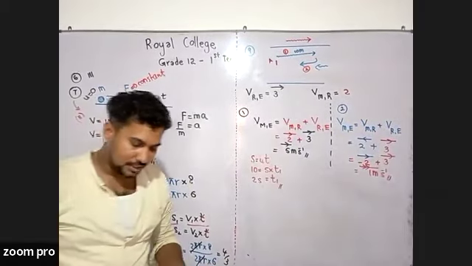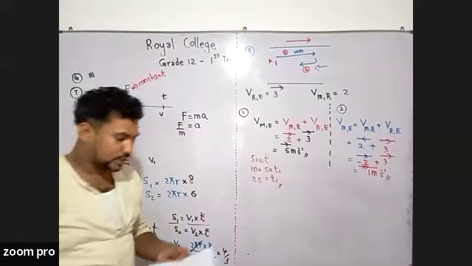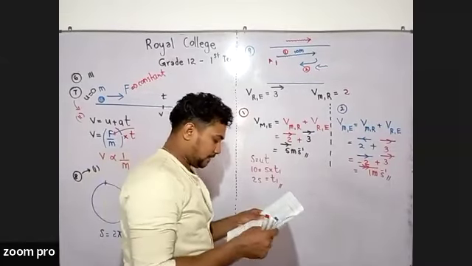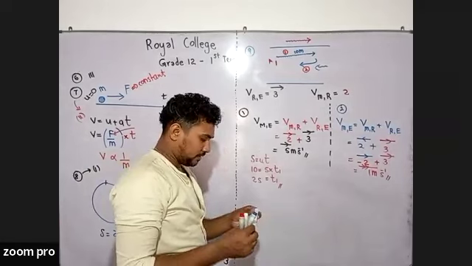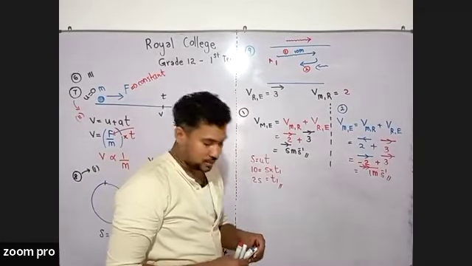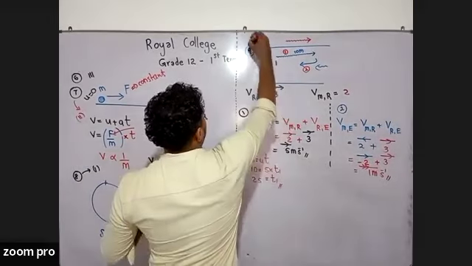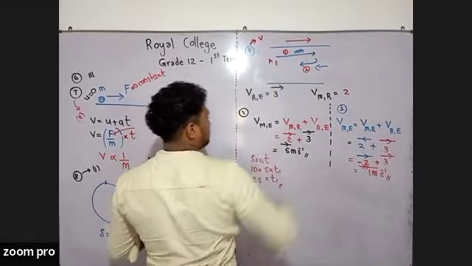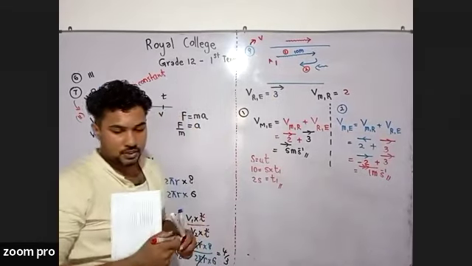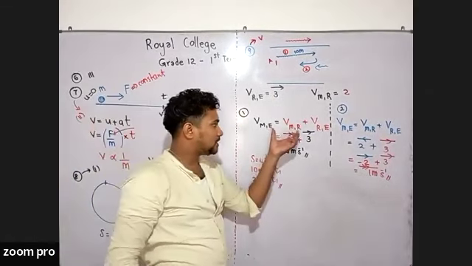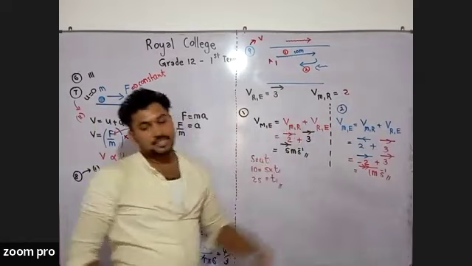So that means the person is unable to reach the initial position. This man is unable to reach the initial position. So the answer should be the fifth one. Right? So you have to be familiar with these applications of this equation and these kinds of theoretical things.